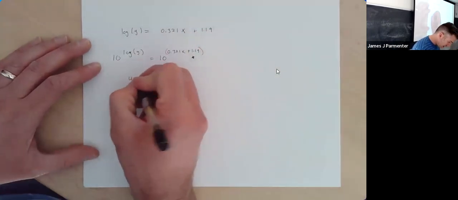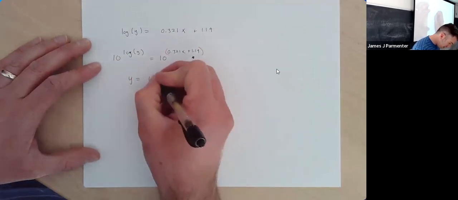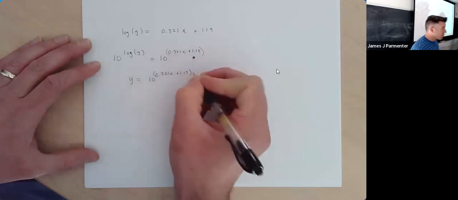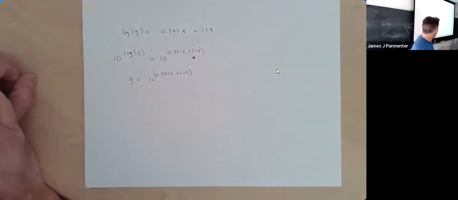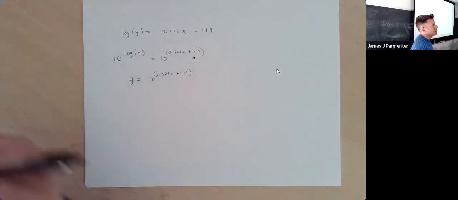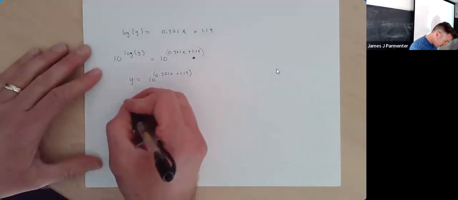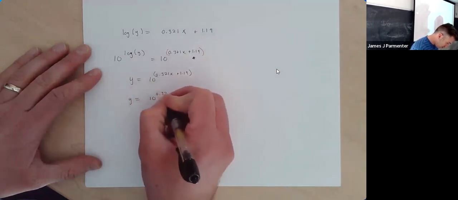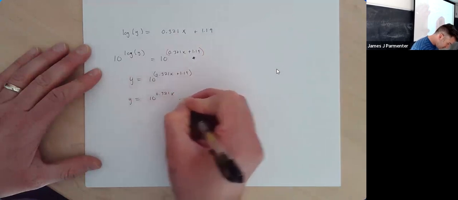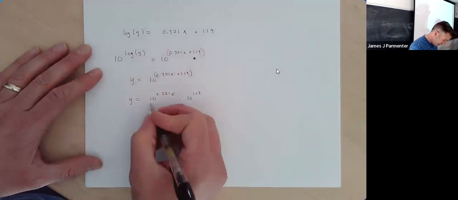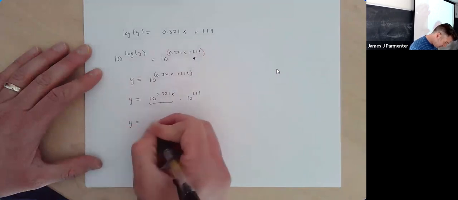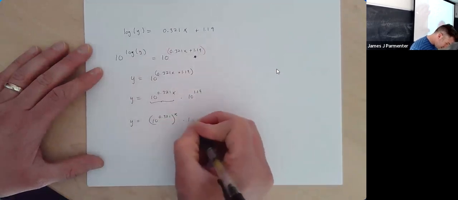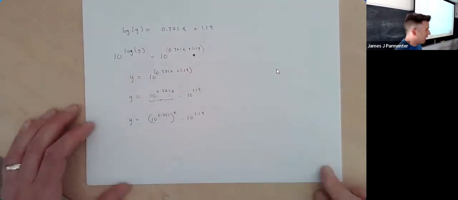Technically, you could probably just leave your answer like this. If you wrote it as 10 to the 0.321x plus 1.19, if you're throwing that into WeBWorK, that's going to be fine. I personally like to simplify it more because usually that's what's expected of us. So I would do the two steps of writing it as y equal to 10 to the 0.321x times 10 to the 1.19. And then I like to rewrite this as 10 to the 0.321 to the x power. And that would be my answer.